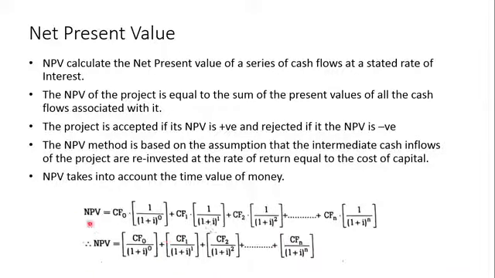Okay, so CF basically means cash flow, and 0 here refers to the years, that is 0, 1 for the first year, second year, and so on up to the n-th number. You can go 1, 2, 3, 4 up to n.